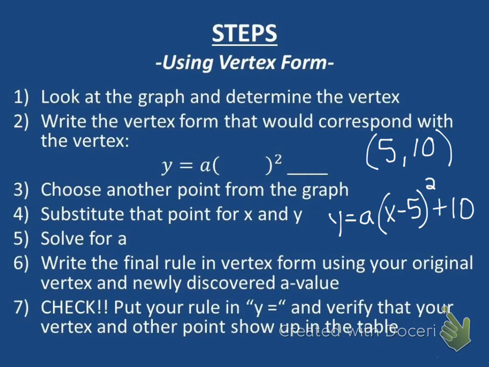After that, we'll choose another point from the graph, substitute the point in for x and y, solve for a, and then write the final rule using the a value that we get in our original vertex form. So you can see that really between the two processes, whether you're using factored form or vertex form, the steps are pretty much the same. You're identifying key information, setting up a rule, solving for an a value, and then checking to make sure that your rule is correct.